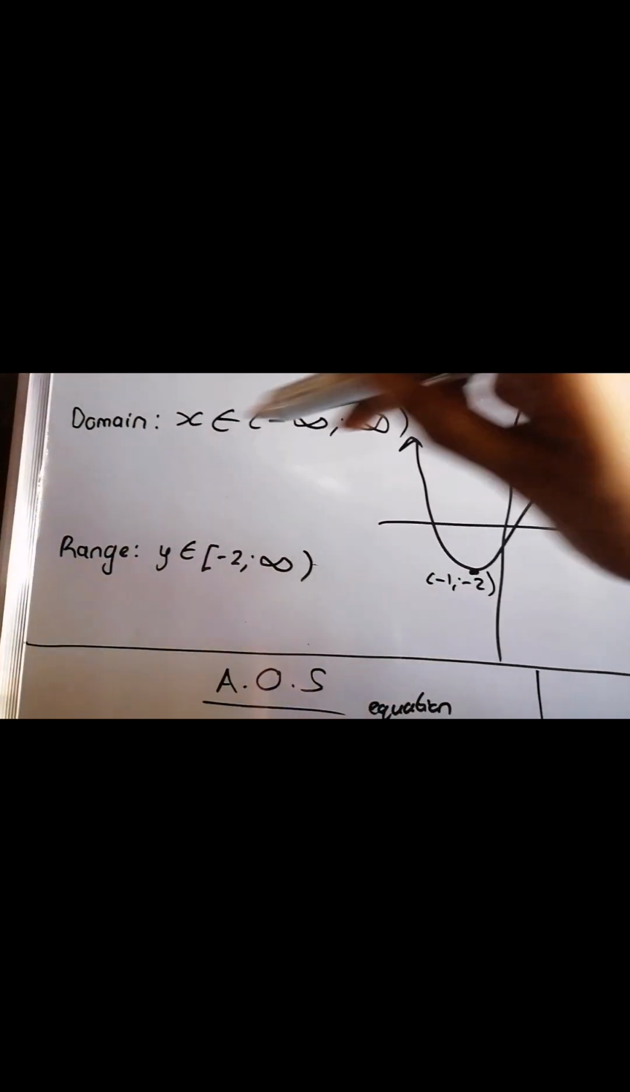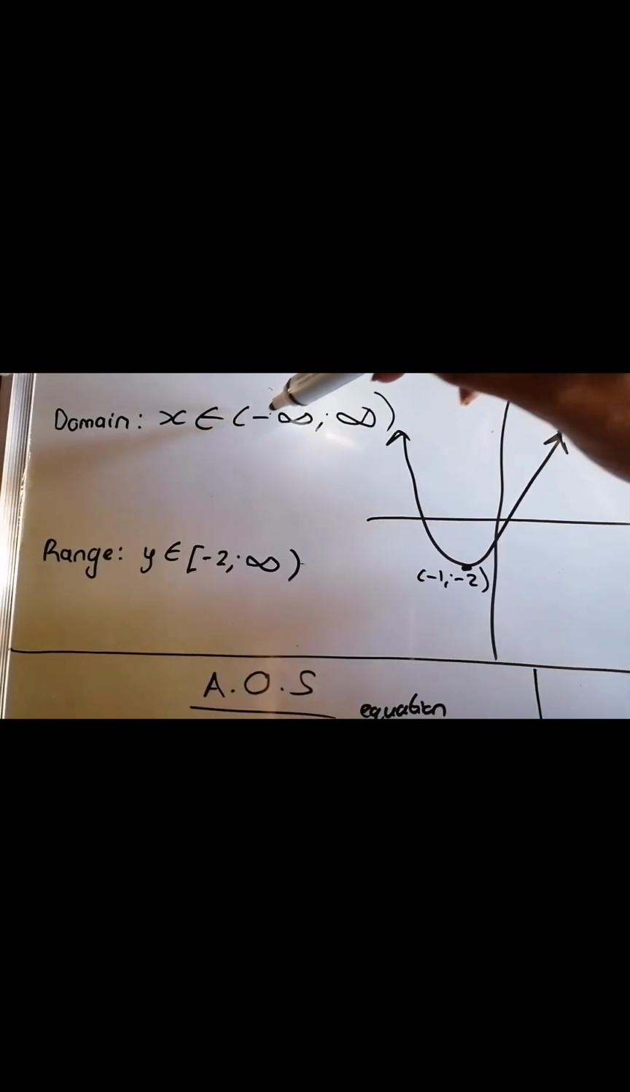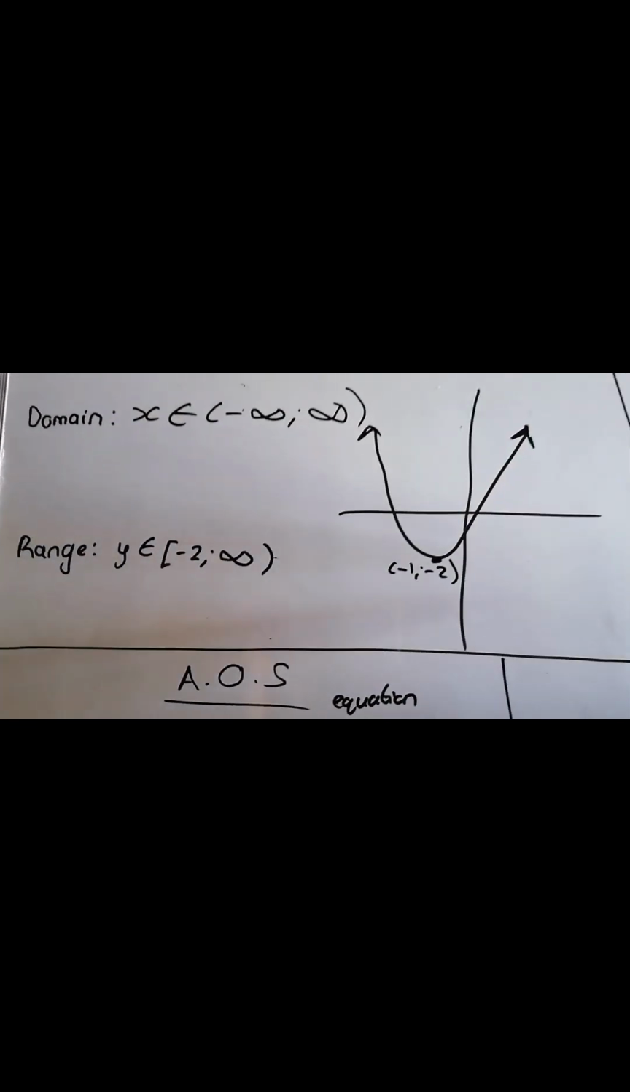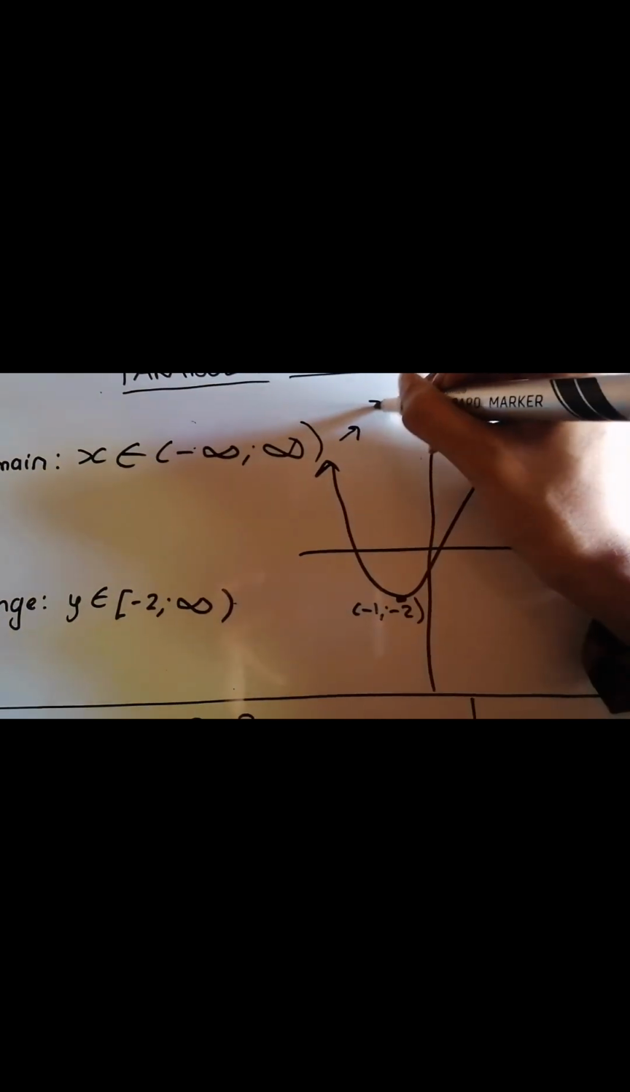So for your domain for a standard parabola, this will always be the domain: x is an element of negative infinity all the way to positive infinity. That's where the graph stretches from. Also, another thing you must add to this side is you must always put x is an element of the real numbers. And then you can put what's in brackets here.